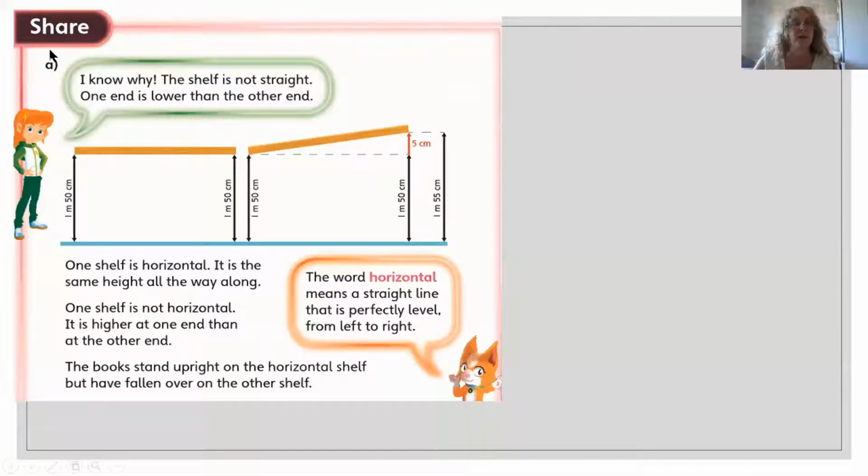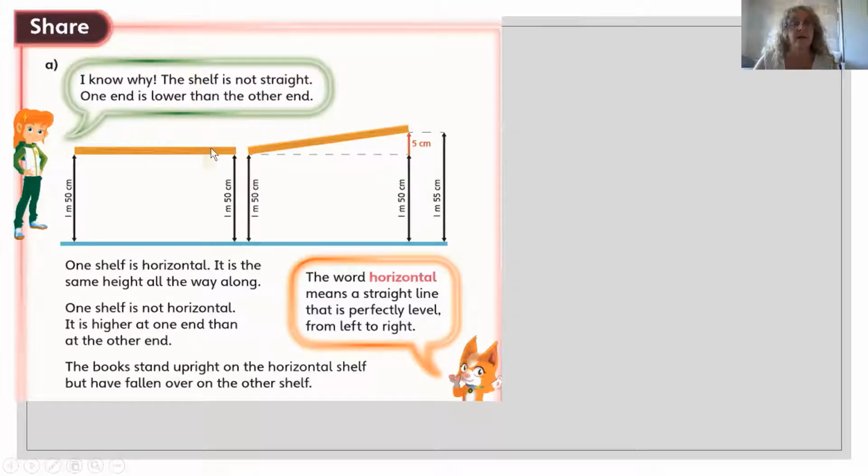Let's have a look then. Let's share it together. I know why. The shelf is not straight. One end is lower than the other end. Can we see on this one, it's 1 metre and 50 centimetres high, and so is that. So that makes it a perfect straight line, doesn't it?